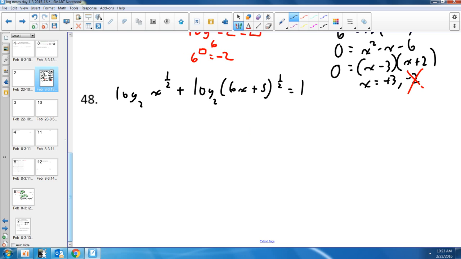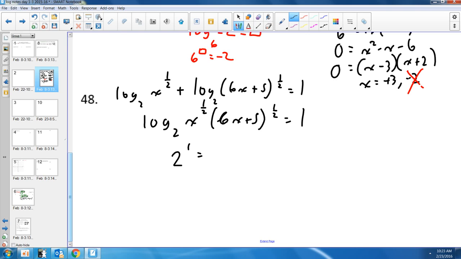The question here is, how do you solve for x again? You have logs with the same bases. You can combine them into one. I changed the radicals into rational exponents, so that becomes log base 2 of x to the 1/2 times 6x plus 5 to the 1/2 equals 1. I now change the form again, so it becomes 2 to the first power equals.